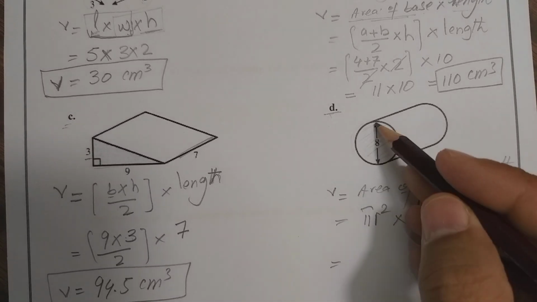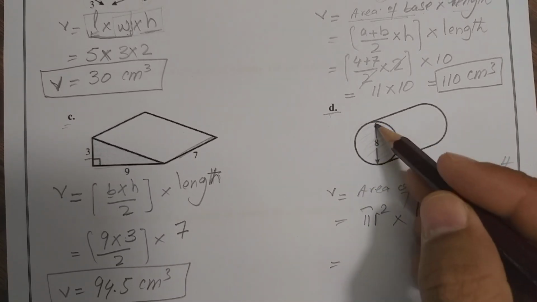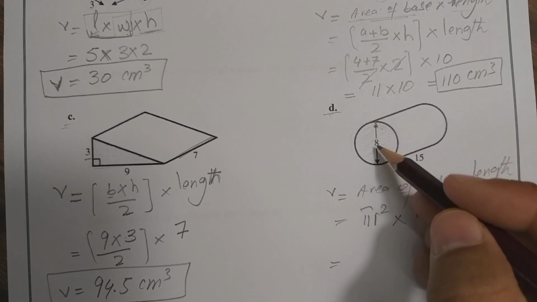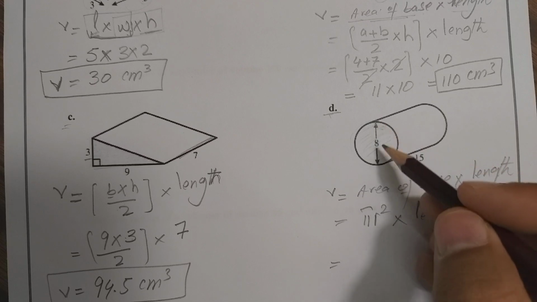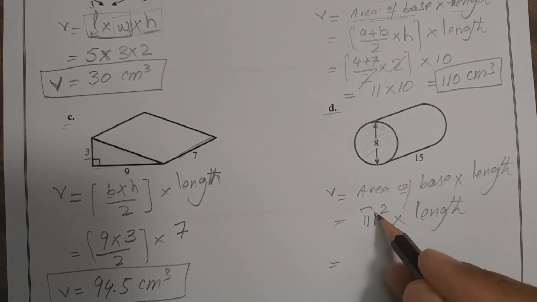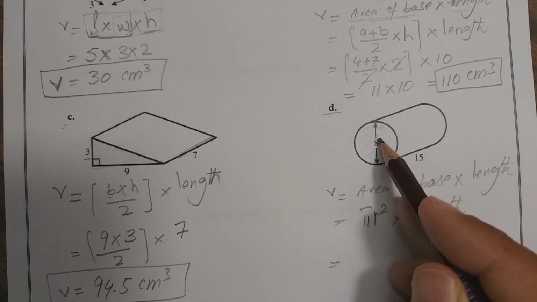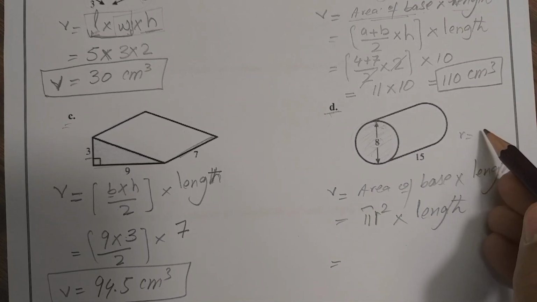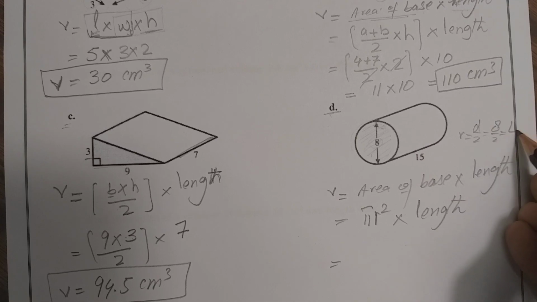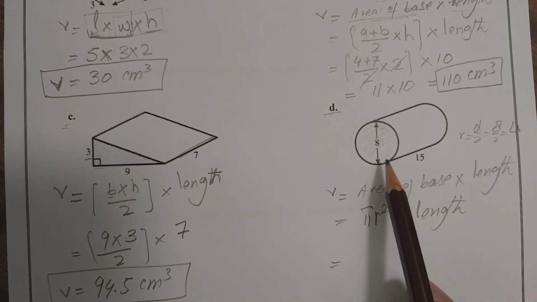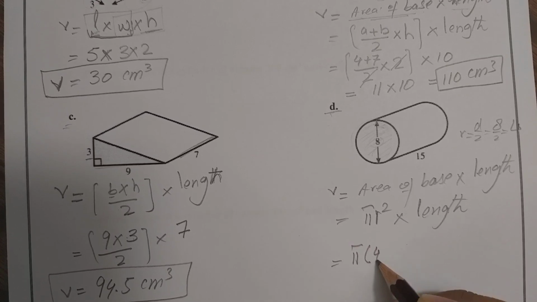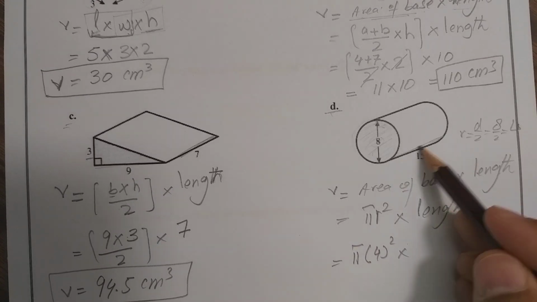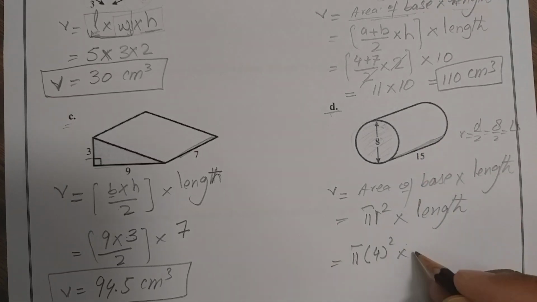We know that the line which passes through the center and touches two points of the circle is called the diameter. Because this is the diameter, but we need the radius, we take half of it. So radius equals d divided by 2, which is 8 divided by 2, which is 4. So this is pi times 4 square times the length of this cylindrical shape, which is 15.